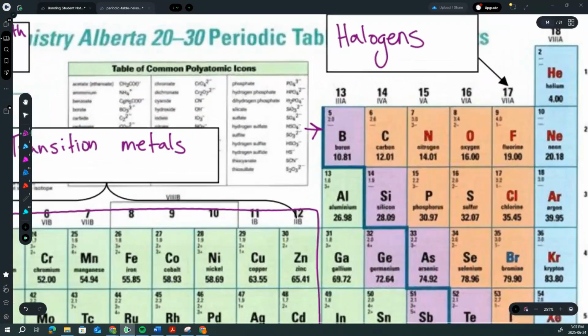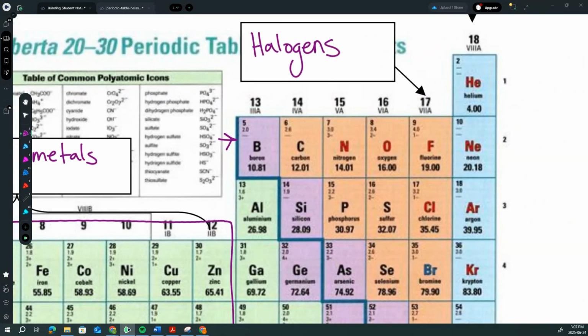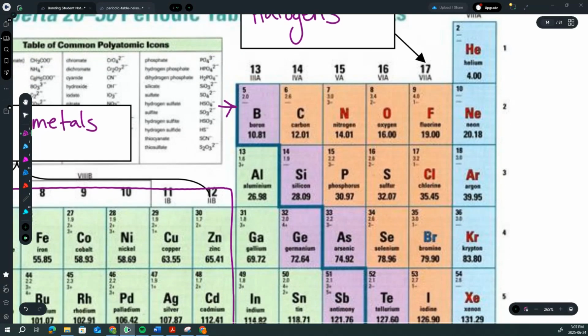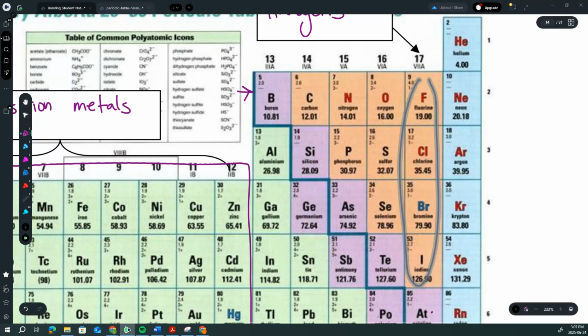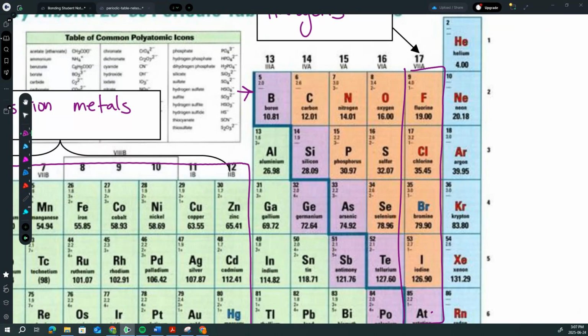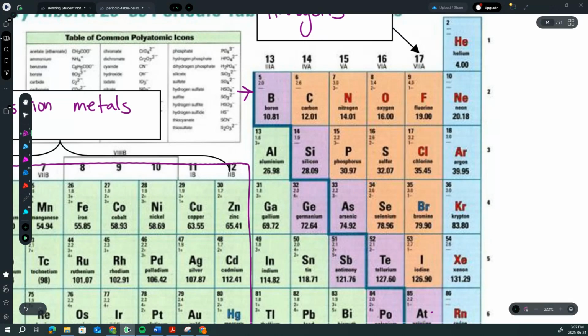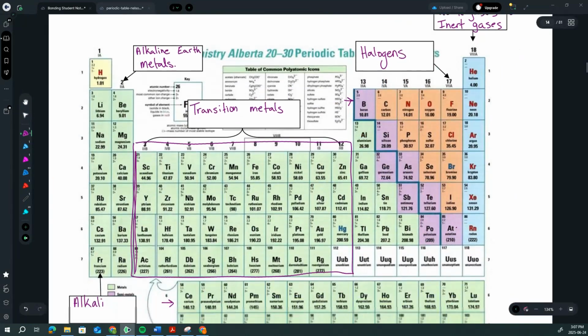Okay, so if we're looking at the nonmetals in period 2, out of all of these, fluorine is going to be the most reactive. Okay. Similarly, if we look at group 17, so this column here, as you move up the group, the nonmetals get more reactive. Okay, so once again, fluorine is the most reactive nonmetal in group 17.